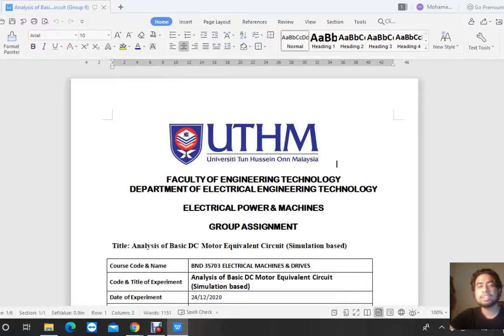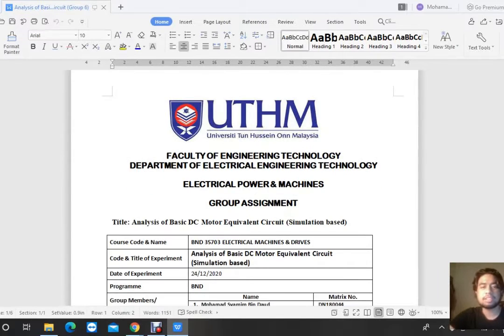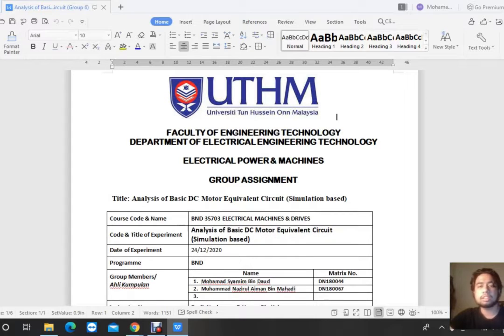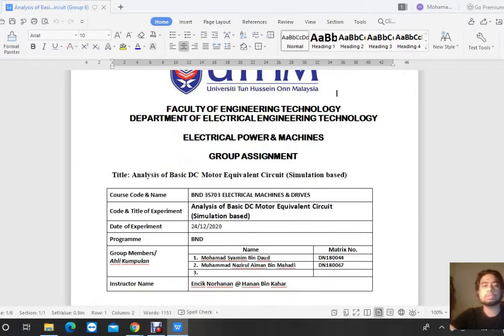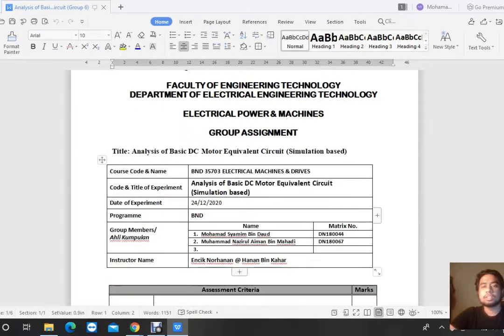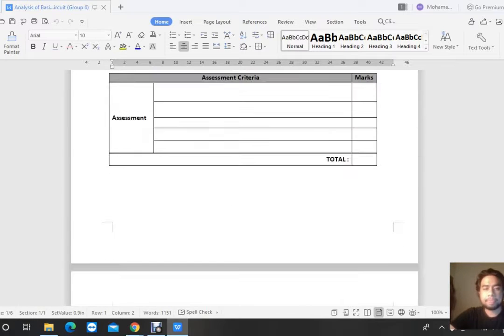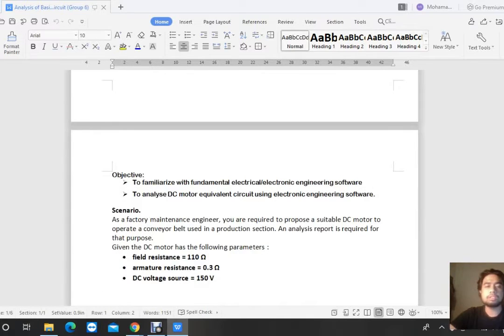Okay, today I would like to present group assignment 2. The title is Analysis of Basic DC Motor Equivalent Circuit. The objective of this experiment is to familiarize with the fundamental electrical electronic engineering software. The second objective is to analyze DC motor equivalent circuit using electronic engineering software.